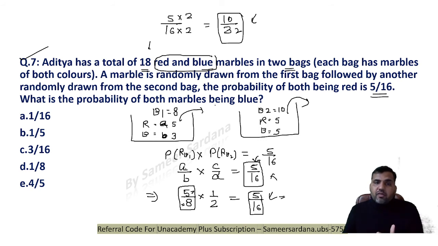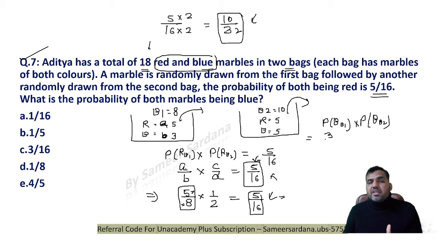Now we are supposed to find the probability of both being blue. So see that, the probability of both being blue. That means I want the probability of a blue ball from box 1 multiplied by the probability of a blue ball from box 2. The probability of a blue ball from box 1 would be 3 out of 8 and a blue ball from box 2 would be 5 out of 10. That is 1 upon 2. The answer will be 3 upon 16, right? C would be the correct answer.